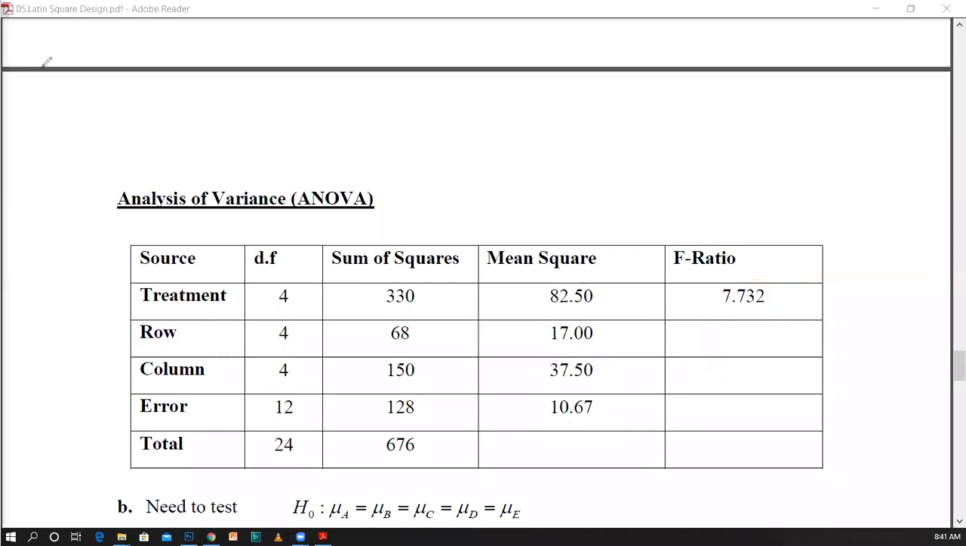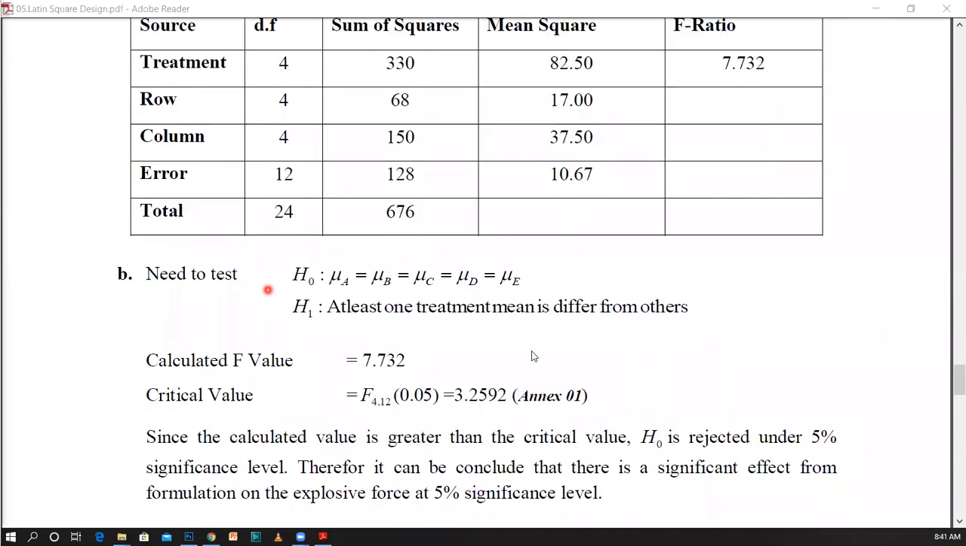Now we'll see the first part of this calculation. You are asked to obtain an ANOVA table, and in the next part you are asked to test the appropriate hypothesis. Here we just need to know whether all the mixtures are the same or not. It means that we are testing whether the mean values for all these five mixtures are the same. Therefore I am testing it with mu A equals mu B up to mu E: all the five treatment means are equal, versus at least one treatment mean differs from the others.